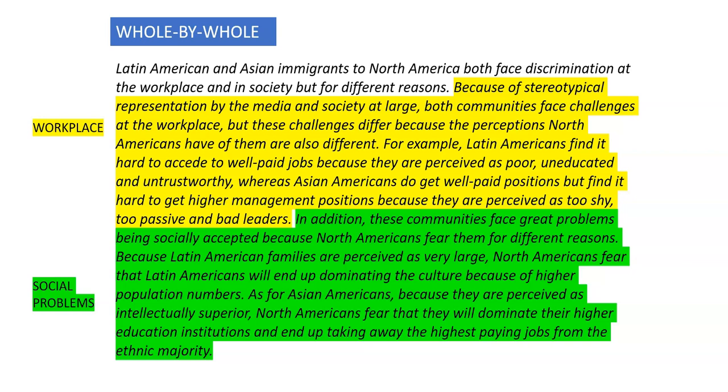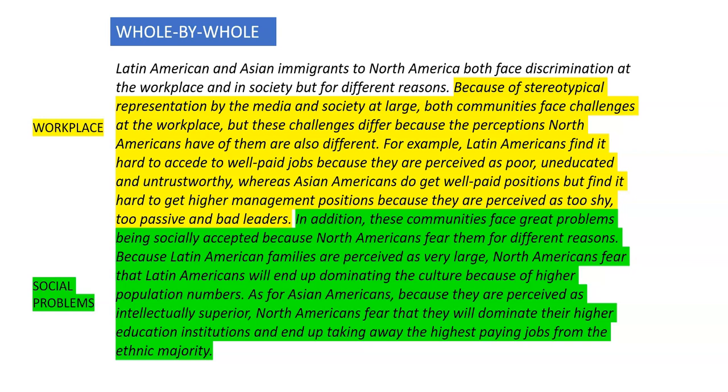Alright, so as you can see here, the first sentence would be my thesis. So Latin American and Asian immigrants to North America both face discrimination at the workplace and in society, but for different reasons. So now I'm going to list all of the problems that they face in the workplace. So because of stereotypical representation by the media and society at large, both communities face challenges at the workplace, but these challenges differ because the perceptions North Americans have of them are also different.